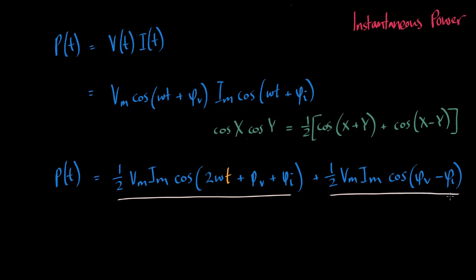The first part is the double frequency cyclic power whose average flow from source to load is equal to 0. The second part is the average, or active power. This can be proved mathematically by evaluating the integral of the power function above for all time. This second part can be rewritten as follows.